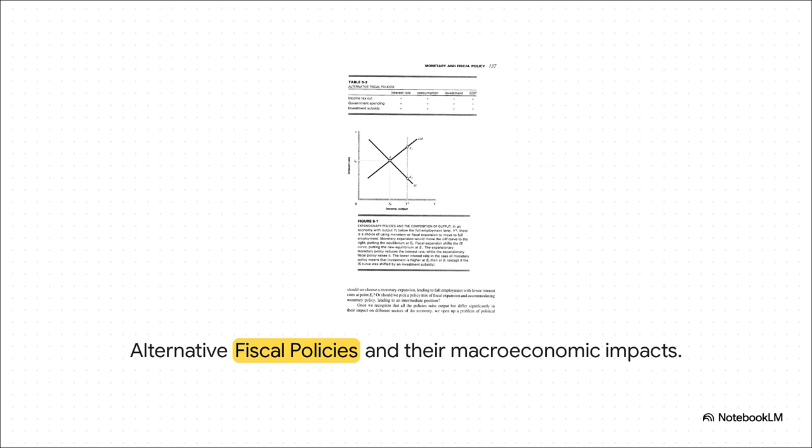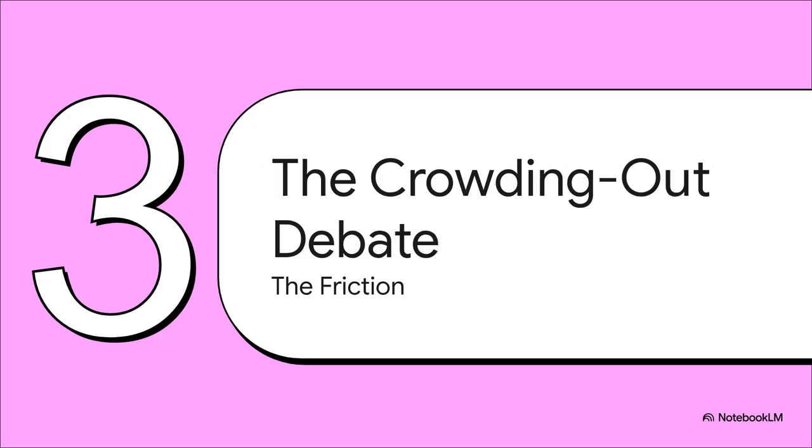So the takeaway here is massive. How a government chooses to expand the economy completely alters its structural makeup. It really goes to show how highly targeted government action can stimulate rather than suppress the private sector. But obviously, these policies don't operate in a vacuum.